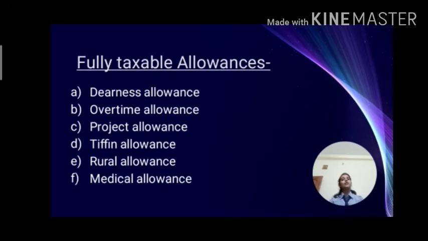The next one is rural allowance. The rural allowance is the allowance which is provided by the employer to the employee if he is sent to a rural area for some official work. Now, the next one is medical allowance. The medical allowance is a fixed allowance paid to the employees of a company on a monthly basis, irrespective of whether they submit bills to substantiate the expenditure or not. It is a permanent allowance which has no stoppage in its payment.